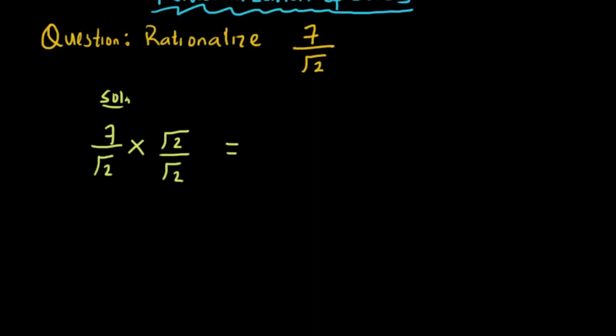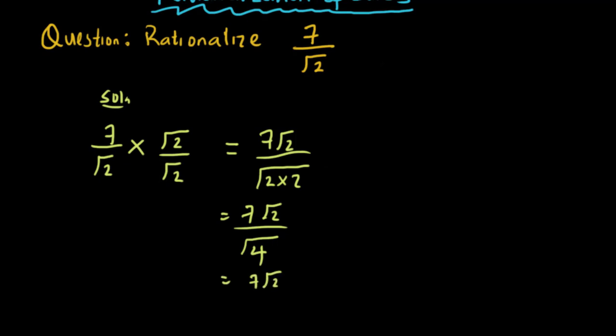So 7 times root 2 will give us 7 root 2. Root 2 times root 2 is the same thing as root 2 times 2. So we have 7 root 2 all over root 4, which is 2. Does that make sense? So our answer is 7 root 2 over 2. So anytime you are told to rationalize a surd, all you need to do is multiply by the fraction of the denominator. Let's take another question.